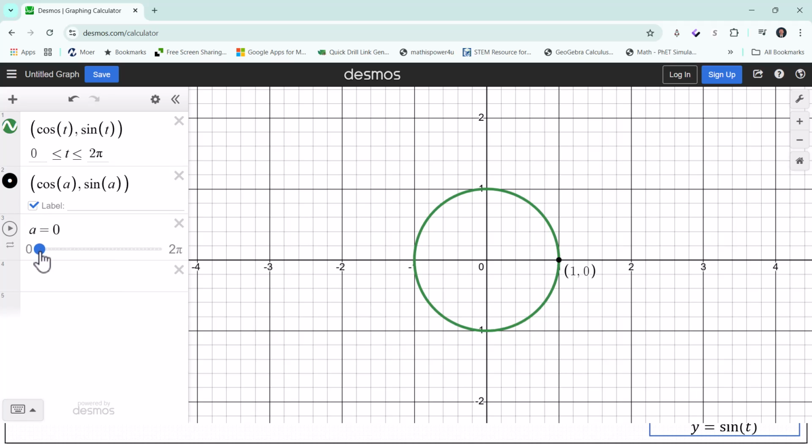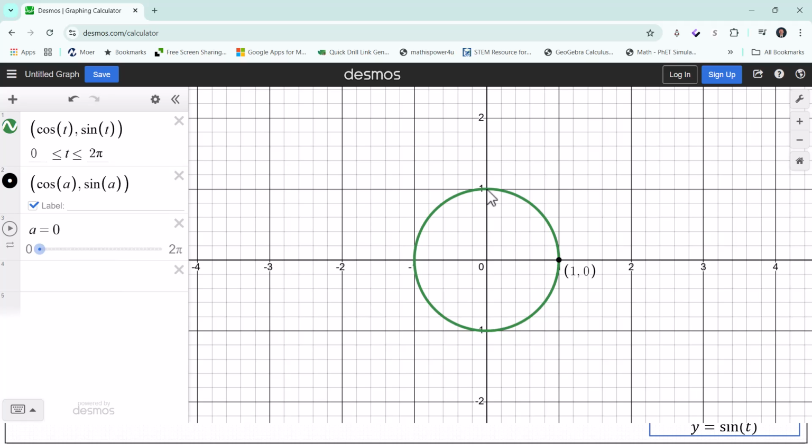Notice when the angle is 0 radians, the point is (1, 0), and as a increases to 2 pi, the unit circle is traced in the counterclockwise direction. So again, our goal is to find the parametric equations for a circle centered at the origin with a radius of 2. We want the point to start at (0, 2), or along the positive y-axis, and rotate clockwise.